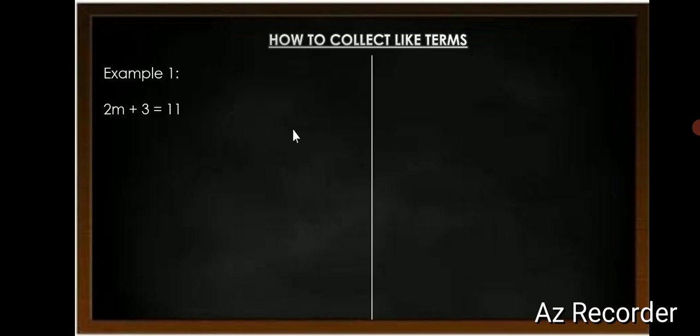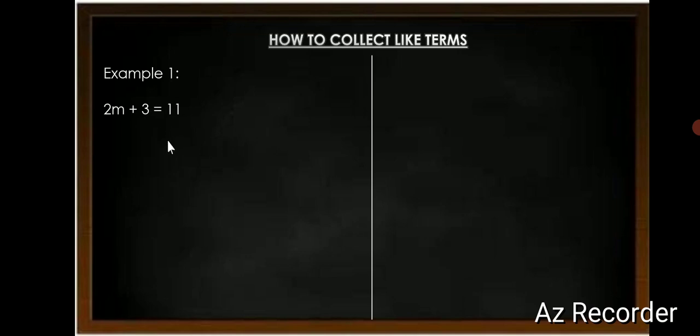Take a look at this example. We have 2m plus 3 equals 11. We've already established that numbers that stand on their own are referred to as constants, and they can also be referred to as like terms. In other words, we have plus 3 and 11, which are like terms. They are currently far away from themselves.